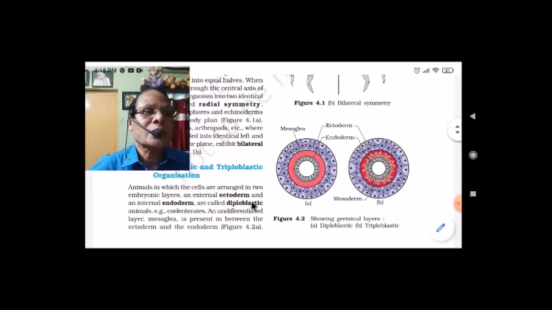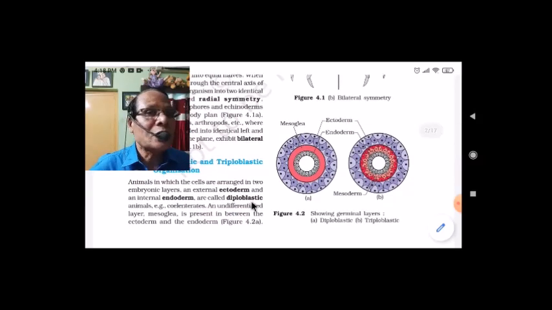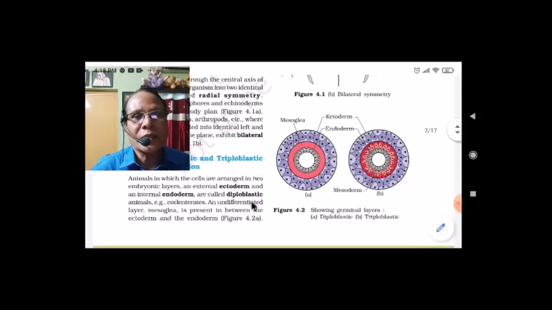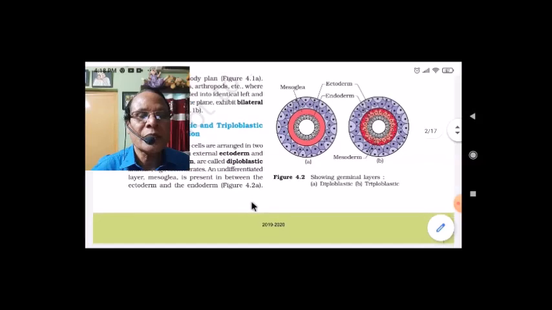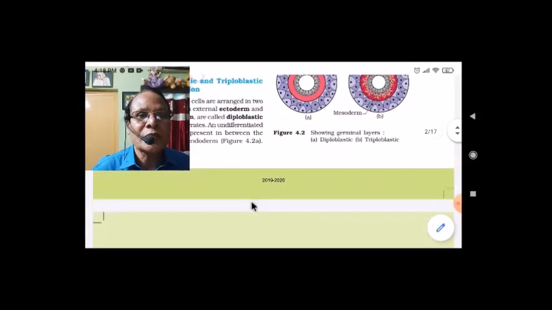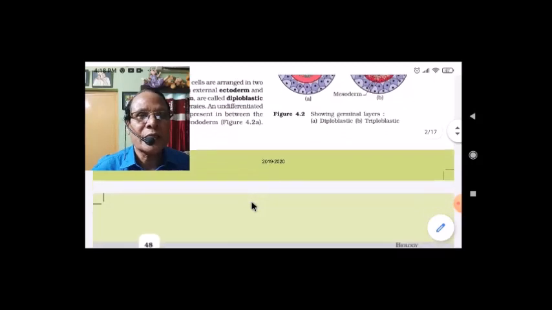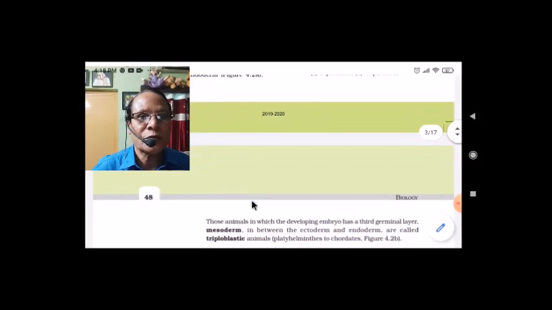Now, in the case of diploblastic animals, there is no middle layer called mesoderm, but there is a non-cellular layer, which is jelly-like, present between the ectoderm and endoderm. This is not differentiated into cells, and that layer is called mesoglea. So ectoderm, endoderm, and in between undifferentiated, jelly-like mesoglea, as seen in the case of coelenterates and ctenophores.